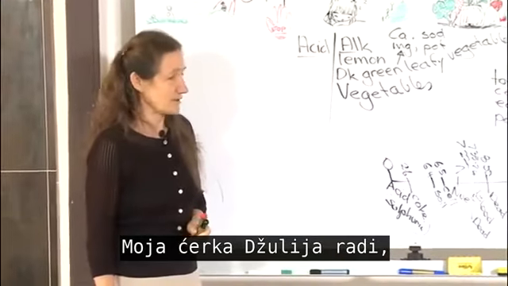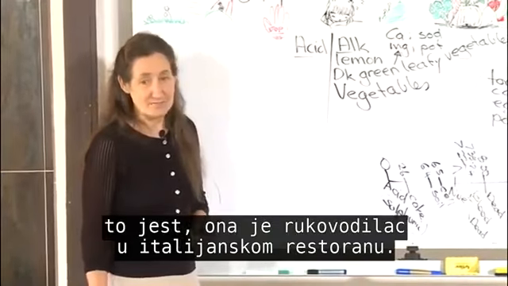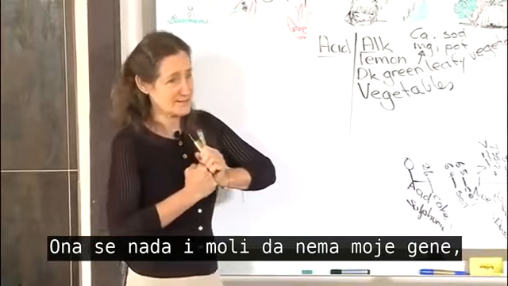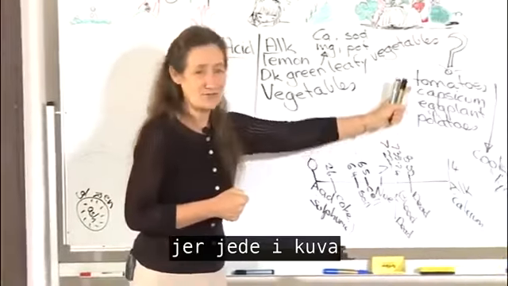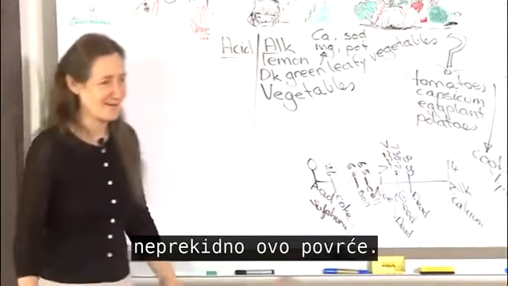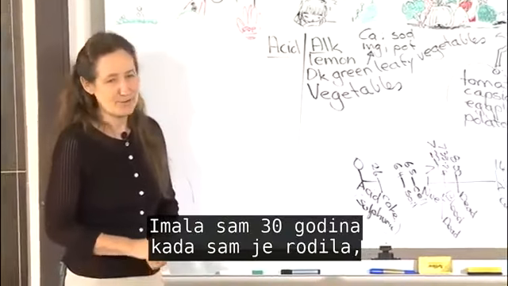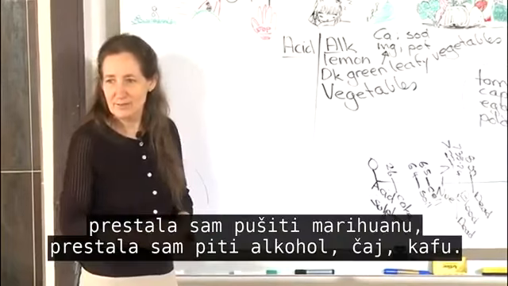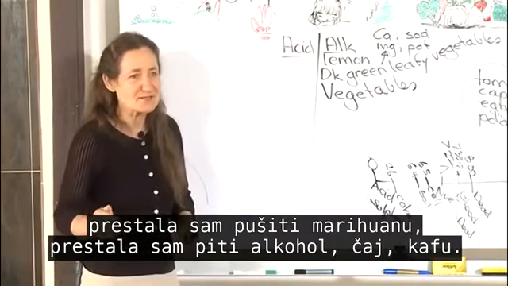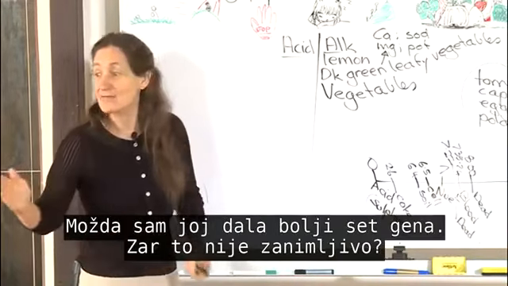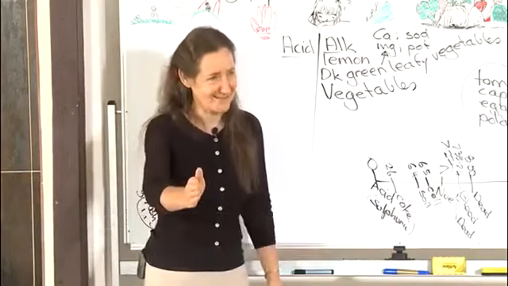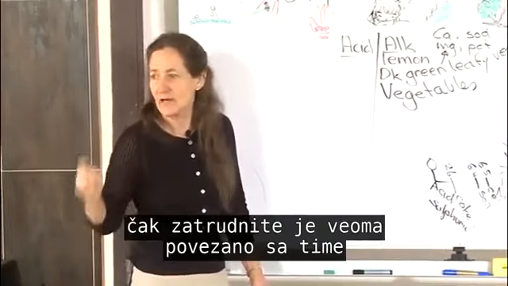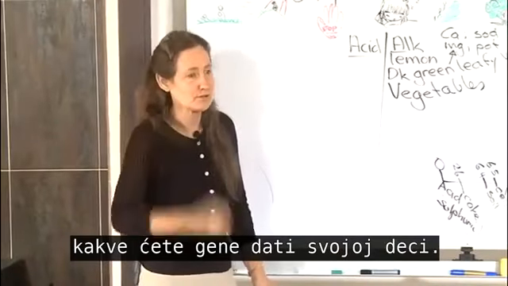My daughter Julia manages basically an Italian restaurant. She's hoping and praying she doesn't have my genes because she eats and cooks this food all the time. Well, I was 30 when I gave birth to her, and I was actually going pretty good by then. I'd stopped the marijuana, stopped the alcohol, stopped the tea, stopped the coffee. Maybe I gave her a better gene pool. Isn't that interesting? It's what you do to your body before you conceive that has a lot to do with the gene pool that you give your children.